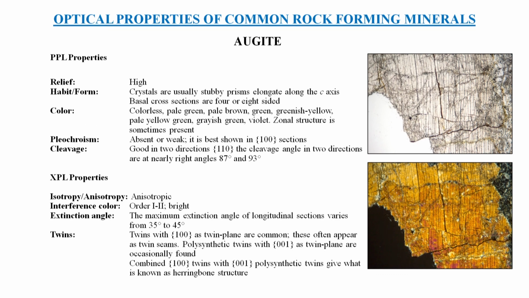For pyroxene like augite, you will get high relief, and these are also anisotropic minerals, and you will be looking at two sets of cleavage, well defined cleavage, almost orthogonal to one another.